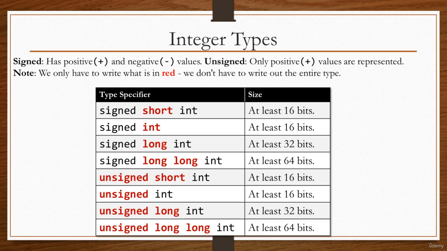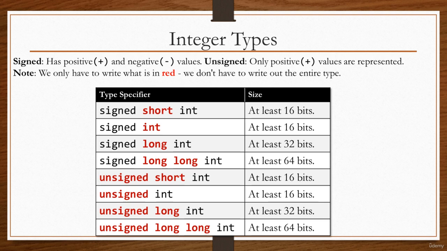So each of these has a different size, as you can see. The short int and the int are 16 bits. The long is 32 bits, and then the long long is 64 bits. The unsigned short is also 16, unsigned int is also 16, and then unsigned long is 32, similar to the signed long, and the unsigned long long is 64 bits, similar to the signed long long.